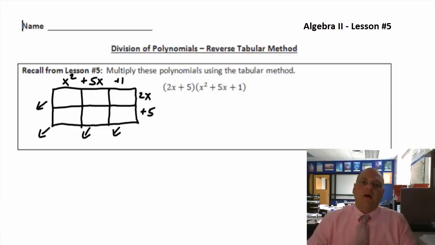We learned how to multiply polynomials. We got good at that, hopefully. We're moving on to division of polynomials. We're going to learn like 3 different ways to divide polynomials. This lesson, we're going to learn what's called the reverse tabular method.